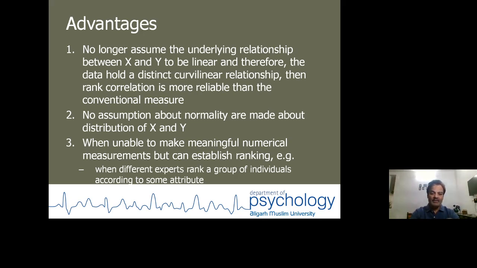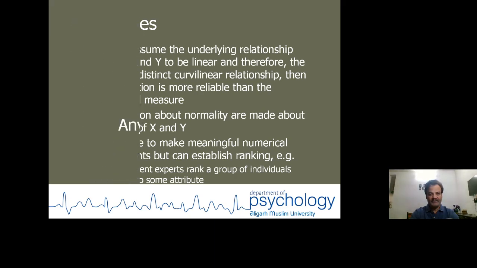Number two, no assumptions about normality are made about the distribution of X and Y. Number three, when you are unable to make meaningful numerical measurements but can establish ranking, then Spearman rank correlation is one of the solutions. For example, when different experts rank a group of individuals according to some attribute, then it is suggested to go for Spearman rank correlation.